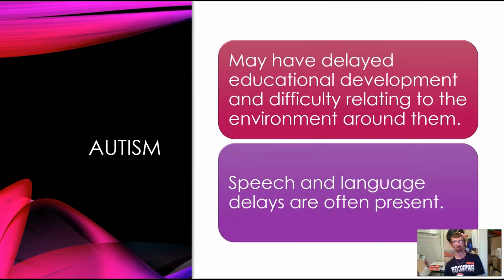So autism, some of the characteristics, they may have delayed educational development and have a hard time relating to the environment around them and coping with that. There's also speech and language delays that are often seen.